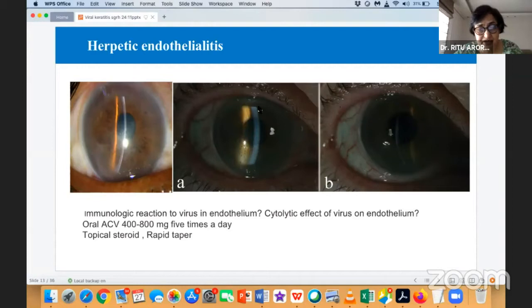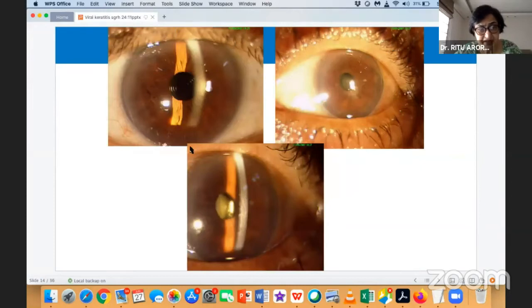At times these endothelitis cases may lead to permanent endothelial failure, and they may need endothelial surgeries. This is another patient of mine who had a multifocal IOL done outside. One month down the line, she presented with diminution of vision. Here you can see that she presented with a localized edema, and there are Descemet's folds.